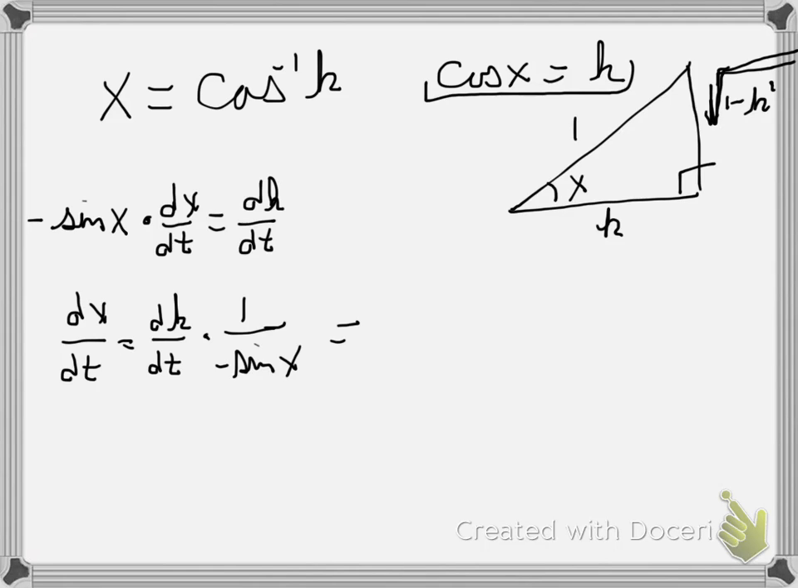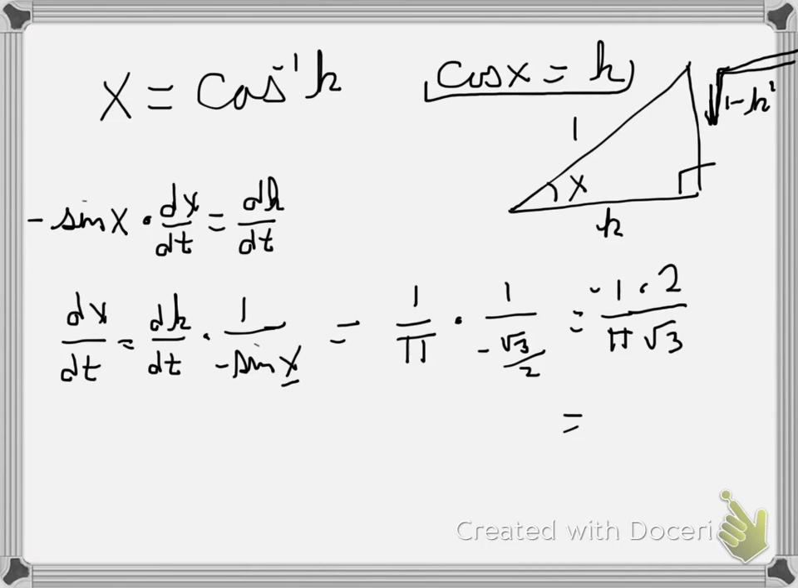Well, dk/dt we said was 1 over pi. We said that x was pi over 3, so sine of x is the square root of 3 over 2, and we have negative square root of 3 over 2. So that becomes 1 over pi times 2 over the square root of 3, and let's make that negative. So it's negative 2 over pi square root of 3. Okay. So now we know what dx/dt is when k equals 1/2.